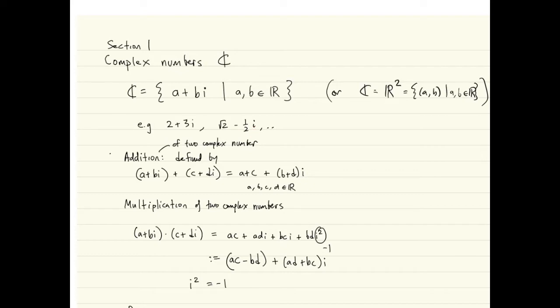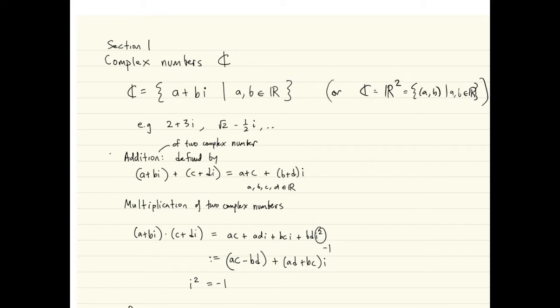And what we're going to establish is that the complex numbers can be added, multiplied, subtracted, and divided, just like you do for rational numbers. So they form what's called a ring, and in fact a field. Those are terms we'll encounter much later in the course.